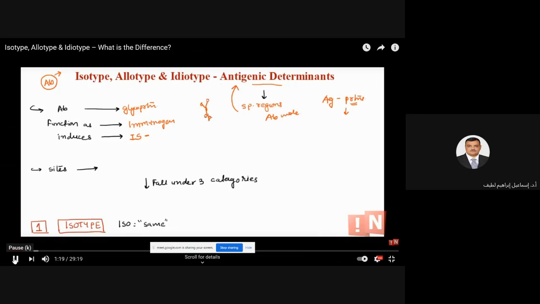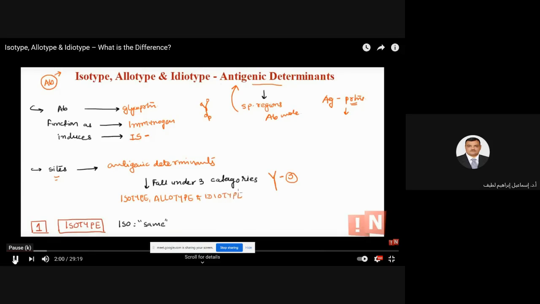There are specific regions on the antibodies that can actually induce the immune system, and those specific regions are called antigenic determinants. So these antigenic determinants, or these specific sites on antibodies, they fall under three categories. That means on an antibody molecule, there could be three types of antigenic determinants, three different regions that could induce the immune system. And those are isotype, allotype, and idiotype.